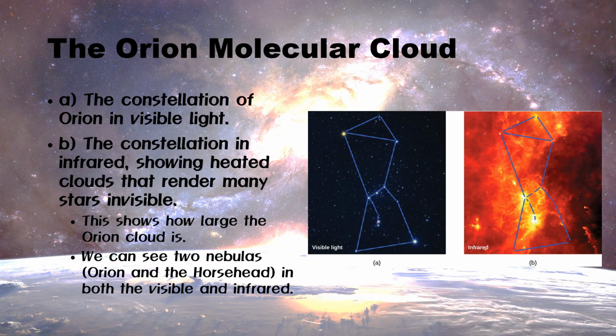And this also gives us a good idea of how large the Orion cloud actually is, because you can see just how much more dense it appears in infrared in comparison to visible. Now, of course, we do see two nebulas in both the visible and infrared. We have the Orion Nebula and the Horsehead Nebula, which again are pretty famous nebulas. But let's go ahead and zoom in on the Orion Nebula to get some more detail.